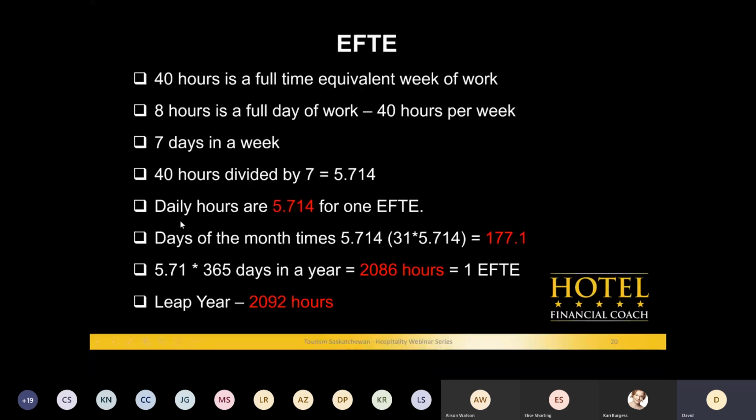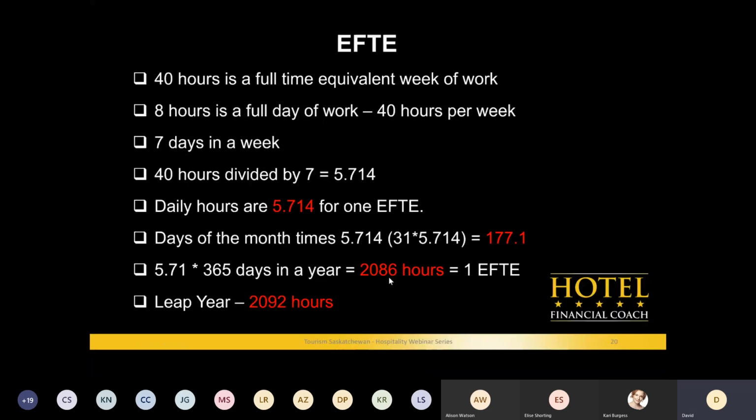What we do then is take the number of days in the month and multiply it by 5.714 to come up with our monthly EFTE divisor. This is for a month that has 31 days. For a month that has 30, 28 or 29 days, we just multiply by that number, and it comes to 171 or 164. Then we multiply 5.714 by 365 days, the number of days in a normal year, and it gives us our annual EFTE divisor, 2086. In a leap year, it's 2092. But these three numbers, 5.714, 177, and 2086, are the key numbers we need to wrap our heads around.